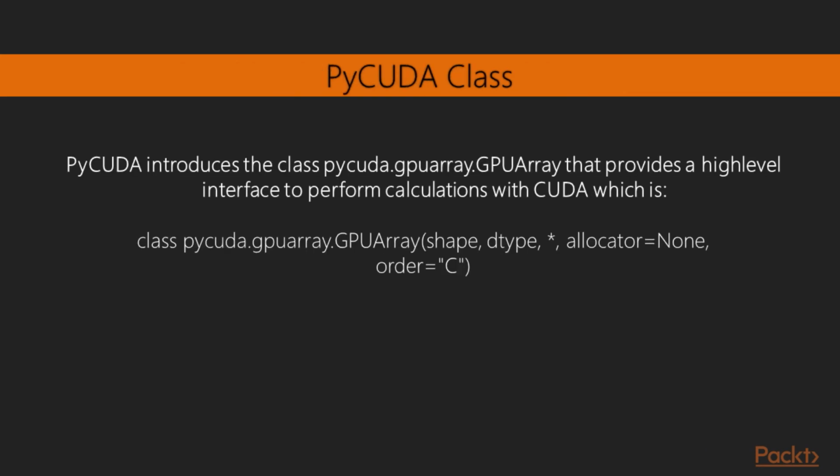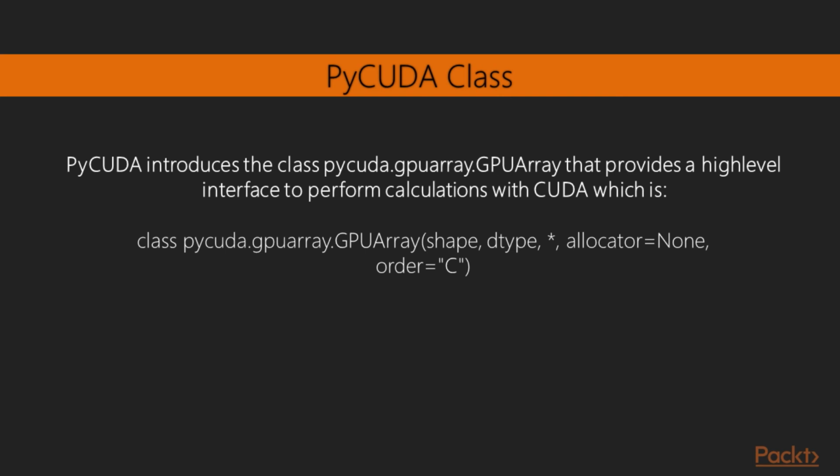It creates a module from the CUDA source code called kernel source. Then, the NVIDIA NVCC compiler is invoked with options to compile the code. However, PyCUDA introduces the class pycuda.gpuarray.GPUArray that provides a high-level interface to perform calculations with CUDA, which looks like this. This works in a similar way to numpy.ndarray, which stores its data and performs its computations on the compute device. The shape and dtype arguments work exactly as in NumPy.